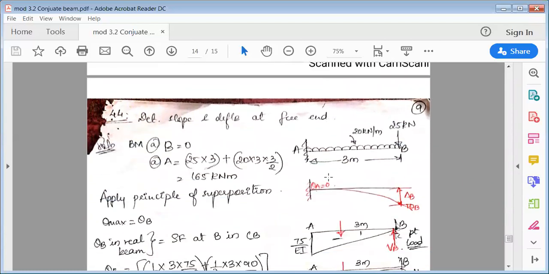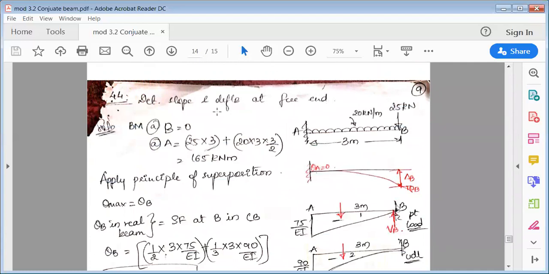Similarly, you have to find the slope and deflection. So the next type of problem: slope and deflection at the free end. AB is a beam, end A is fixed, B is free. It carries a UDL, and in addition to the UDL, there is also a point load acting at B.